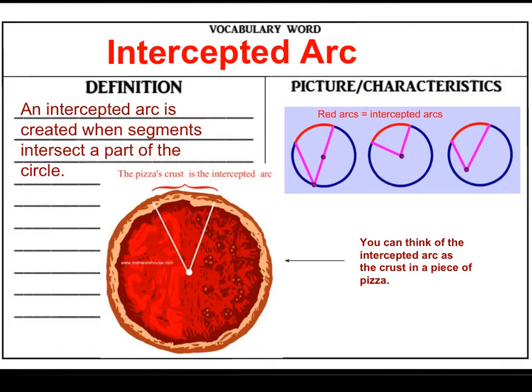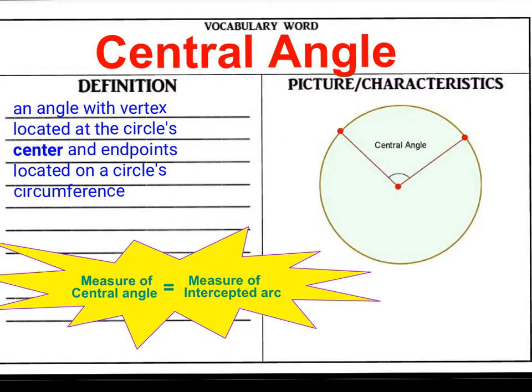Another way to think about intercepted arc is to think of pizza over here. If you think of the crust of a slice of pizza, for example, the intercepted arc would be that crust right here, where you can see that the segments intersect a part of the circle, and that crust would be your intercepted arc.